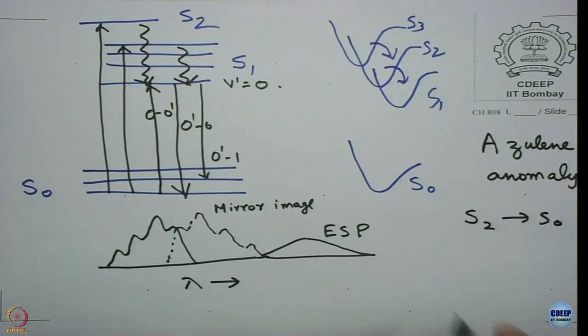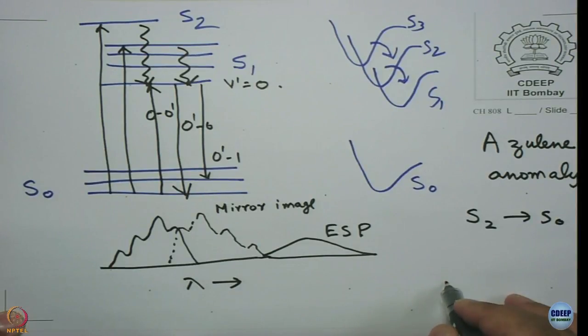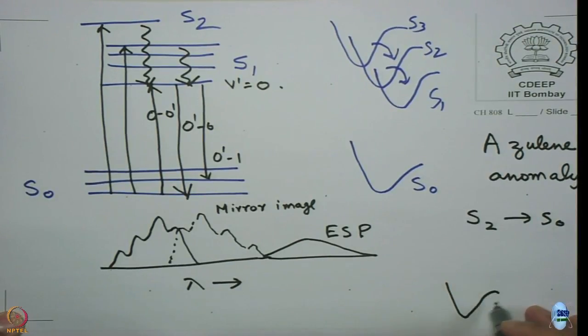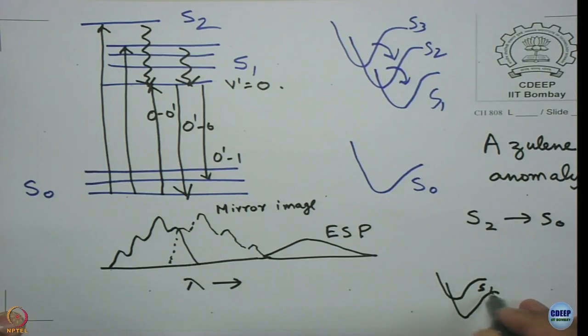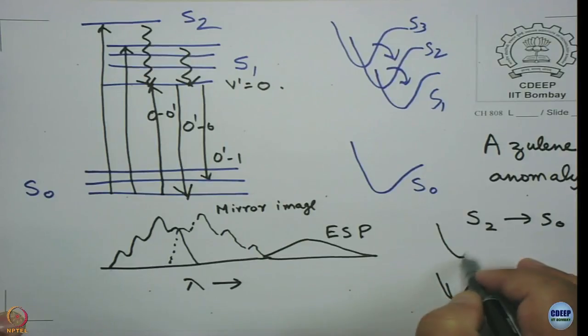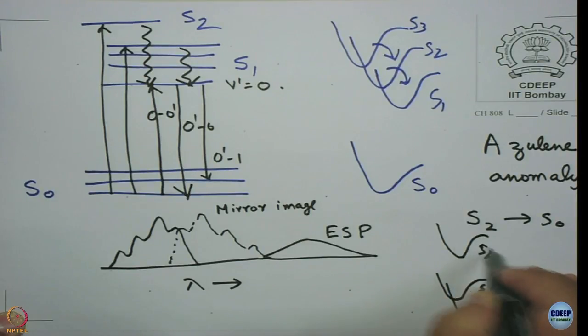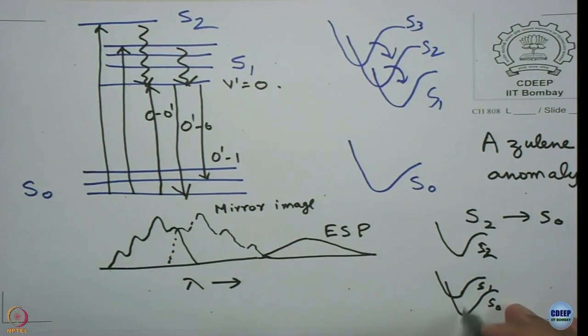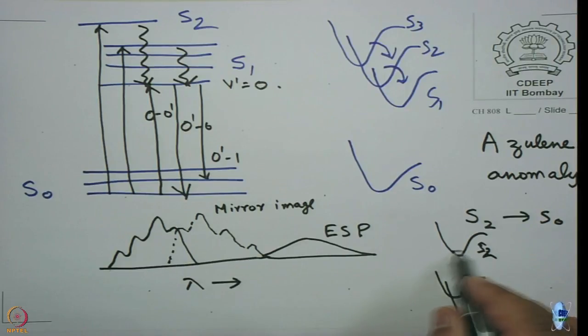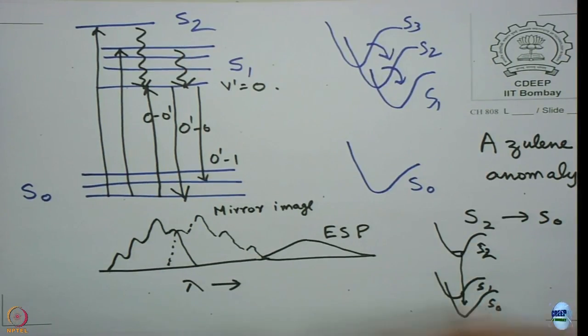Why? That is because for azulene, I will just draw it here, the energy diagram is like this, this is S0. S1 actually has an overlap with S0, and there is a big S1, S2 gap. This is the conventional picture that has been known for 50, 60 years now. So, that is why if you excite to S1, non-radiative processes take over. If you excite to S2, then only you can get some emission.